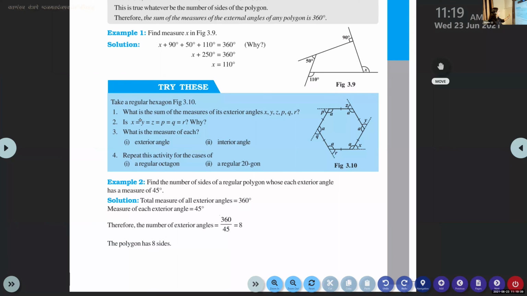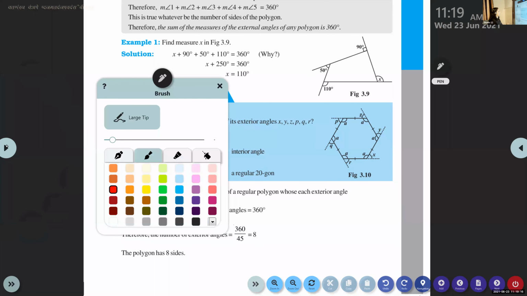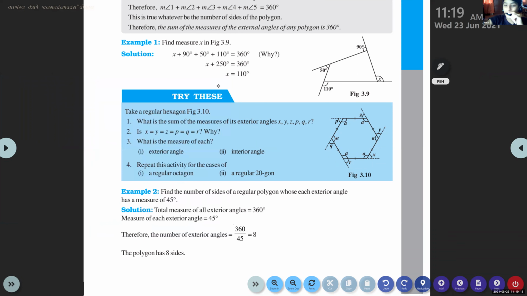What type of hexagon is it? Regular hexagon. It has the same sides. All sides are equal. How did you understand that all sides are equal? Ma'am, there's one line in the center of one side. Okay, so all sides are equal.